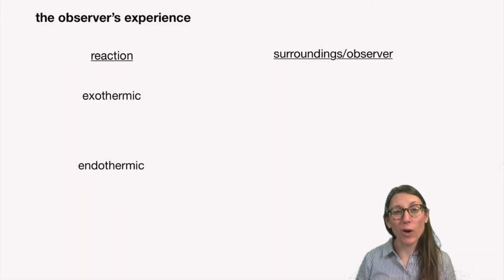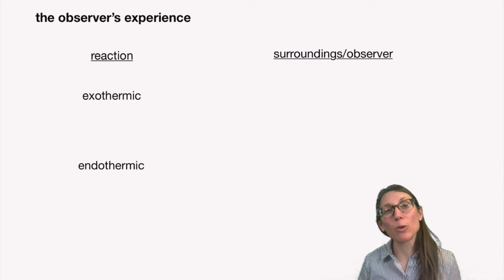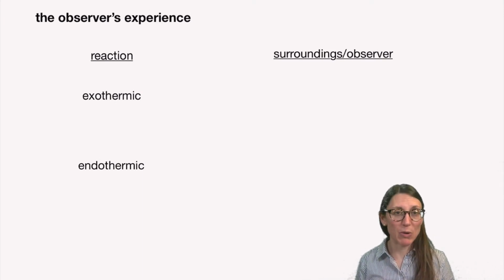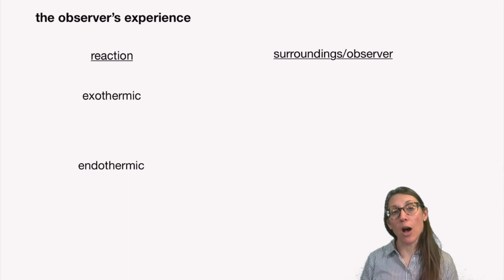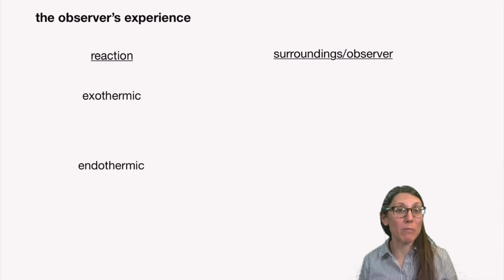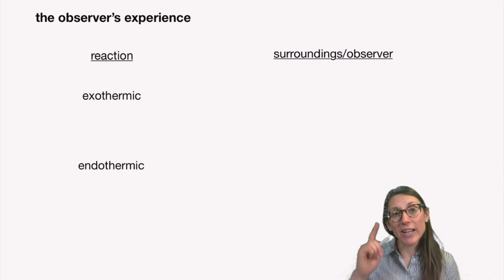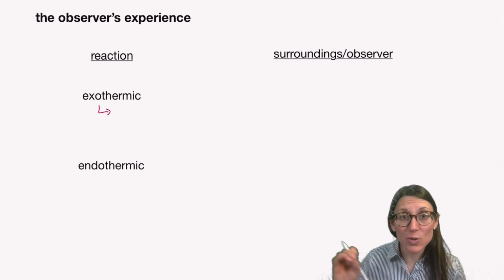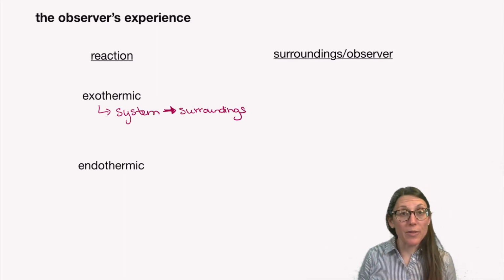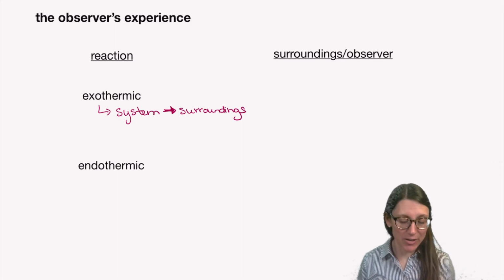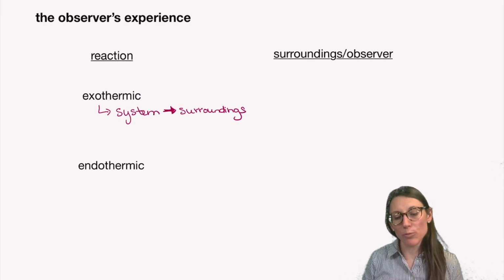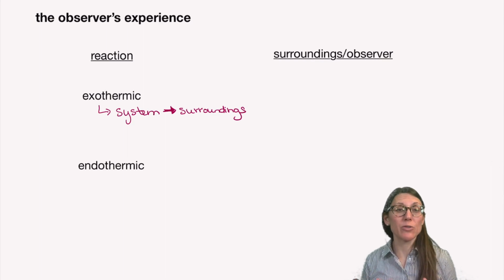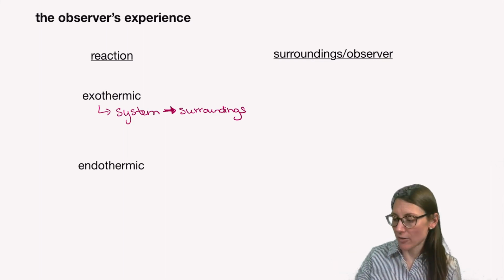If we talk about what you, the observer, would experience if you were watching an endothermic or an exothermic reaction, we can talk about how the energy would change as well as what you would actually see or sense or measure if you were there. So in an exothermic reaction, we know that energy is transferred from the system to the surroundings. And so this is your system releasing energy. Well, if your system releases energy, you, the surroundings, or the observer, are going to end up gaining that energy.